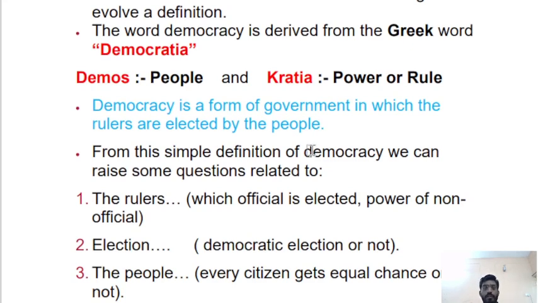And here we have one general definition for democracy. What is that? Democracy is a form of government. This is very important. Democracy is a form of government in which rulers are elected by the people. Rulers are elected by the people. That type of government is called a democratic government.